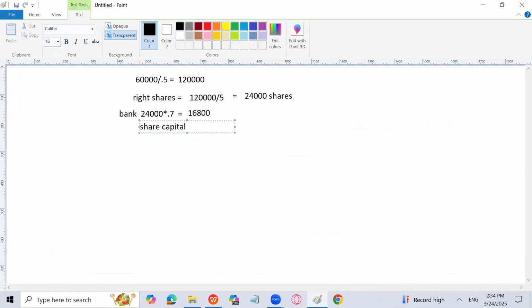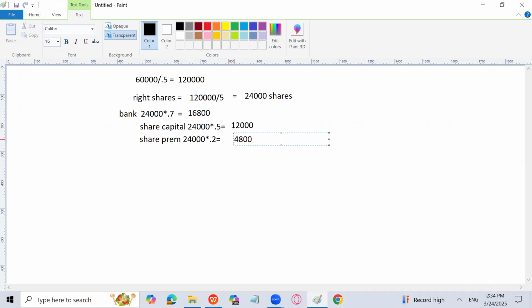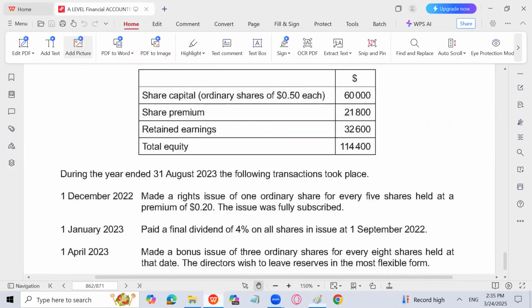Whenever shares are issued, we will credit share capital. That is 24,000 into 0.5, so it will come to 12,000. And then I will credit share premium, 24,000 into 0.2. Always remember that share capital is always written with face value everywhere, and share premium is written separately. It is a capital reserve, because it is not generated out of profit and it is not used to pay dividends either. Okay, next entry, let's see.